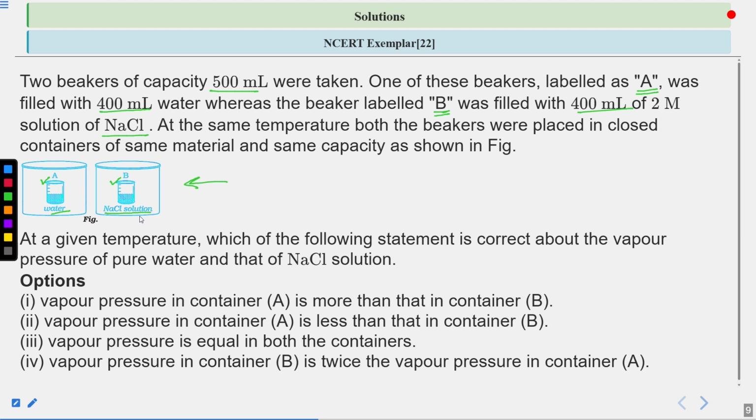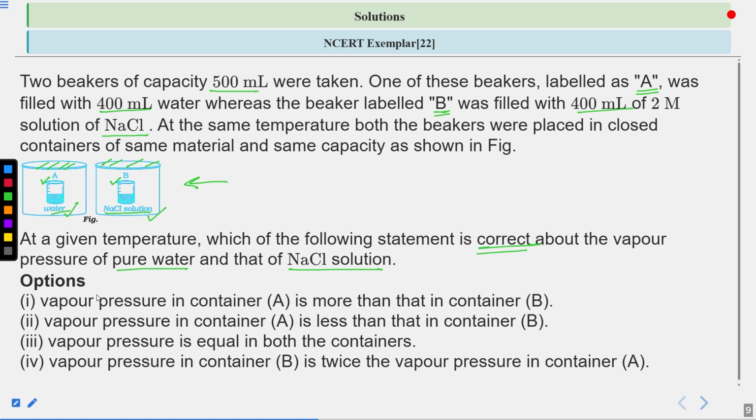Okay, now at the same temperature conditions, both are placed in a closed container. So this container is closed from here, and this is made of the same material as the beaker and the same capacity. Now, at a given temperature, which of the following statements is correct about the vapor pressure of pure water and that of sodium chloride solution?